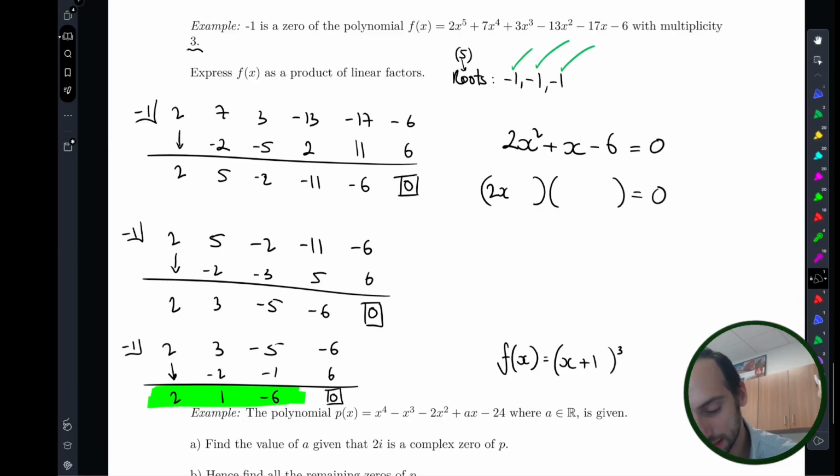That's going to be 2x, and I believe we want a 2 and a 3. Yeah, I think we'll go 2 here, 3 here, plus minus. So as a product of linear factors, this is (x plus 1) cubed, (2x minus 3), (x plus 2).